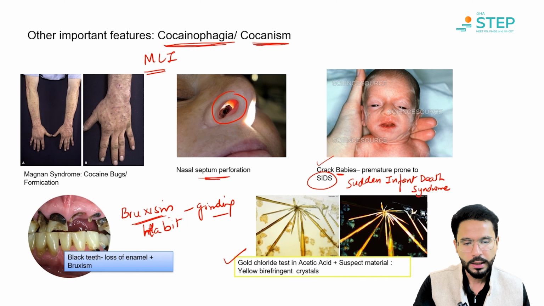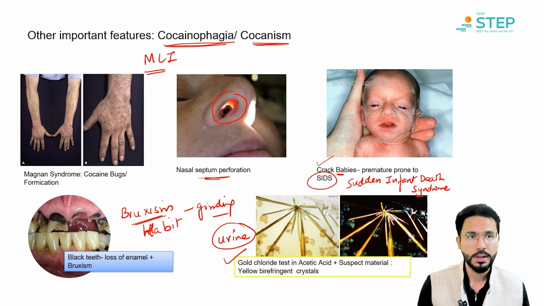Then the next important one is the gold chloride test. So gold chloride test, remember, it is a test done on urine. So if a person is suspected to have cocaine ingestion, if a person is coming to your casualty, and somebody suspects it, urine can be tested, and the test is known as a gold chloride test because of the yellow birefringent crystals that are seen because of cocaine when acetic acid is mixed with the suspected material.